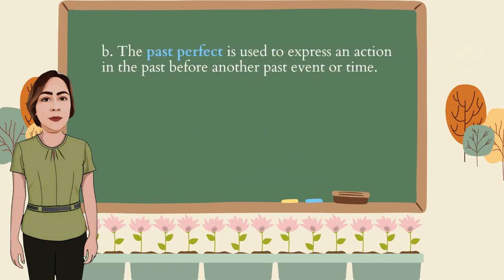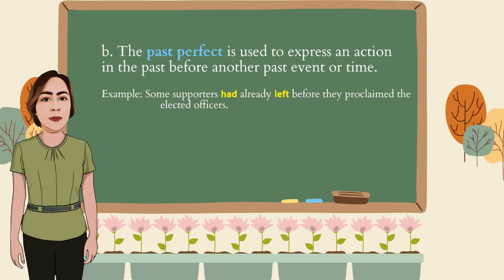Letter B, the past perfect. The past perfect is used to express an action in the past before another past event or time. Example: Some supporters had already left before they proclaimed the elected officers. Remember, use had plus past participle of a verb.